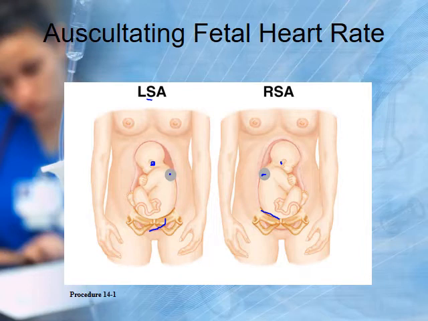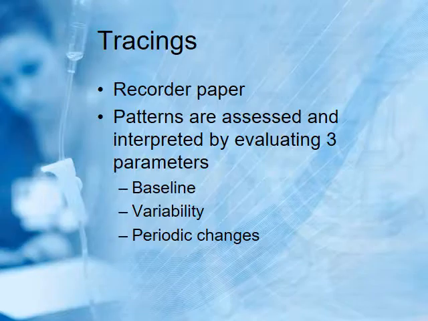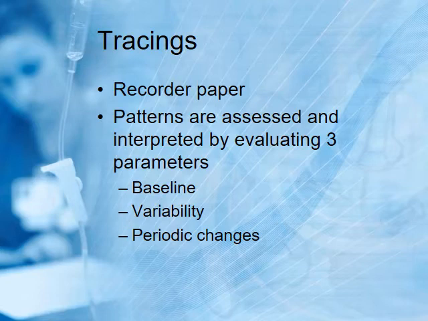The tracings, you need recorder paper, and the patterns are assessed and interpreted by evaluating 3 parameters, which we will talk about. There's the baseline of the heartbeat, the variability of the heartbeat, and then periodic changes. We will go through these so that I'm sure you will understand them, and if not, listen to it again.